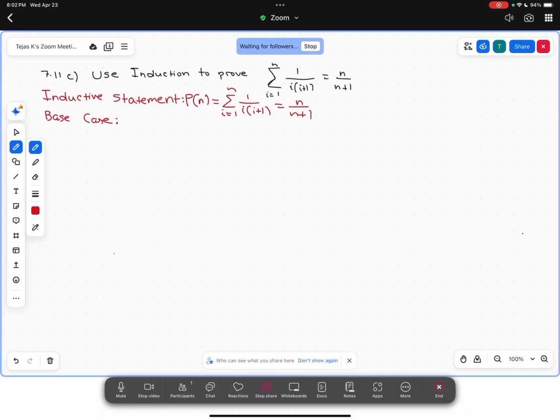So let's get into our base case, which is the simplest case we have. We can assume n is equal to 0. So now we have to find what P of 0 is. That is the sum from i equals 1 to 0 of 1 over i times (i plus 1) is equal to 0 over 0 plus 1. The left-hand side, since the upper bound of the summation goes to 0, we know that the entire left-hand side goes to 0. So this gives us 0 equals, and the right-hand side is 0 over 1, which is 0. So the base case holds true.